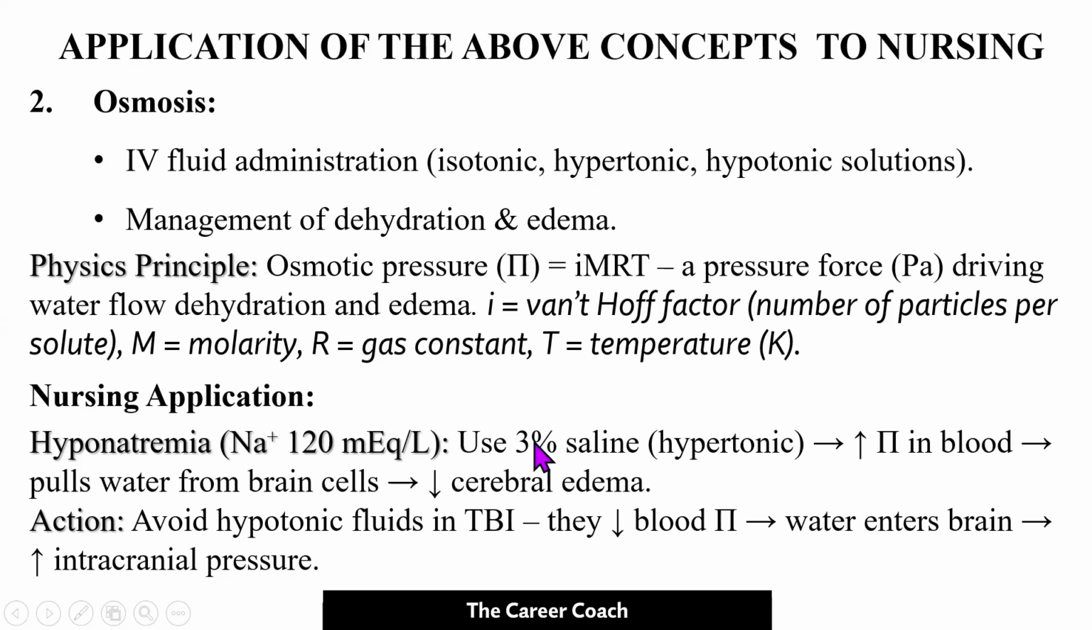What we'll do is apply 3% saline, which is hypertonic, not hypotonic, right? It's hypertonic, so 3%, not 5%. 3% normal saline is hypertonic, and that's what we need for cerebral edema. Action: avoid hypotonic fluid in traumatic brain injury. They will reduce blood capillarity, leading to water entering the brain and leading to an increase in intracranial pressure.